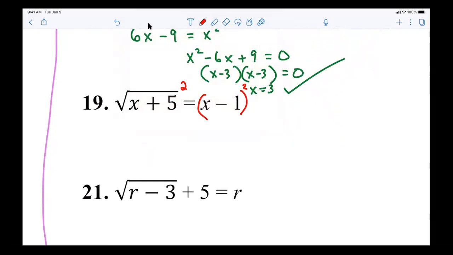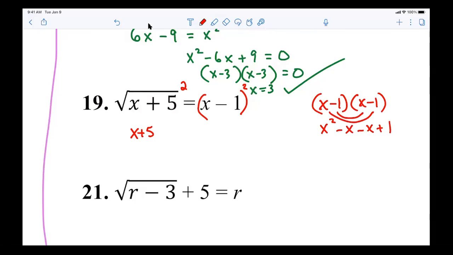So the left is just what? X plus 5. Now, the right side, remember, x minus 1 times x minus 1. X squared minus x plus 1. So this becomes x squared minus 2x plus 1. Come on now, this one, 19, is a challenge.